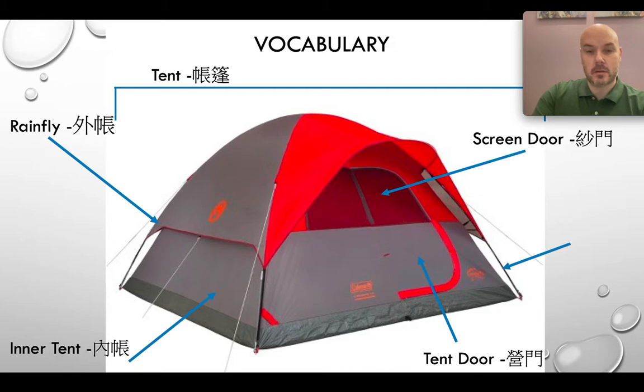Now to keep the tent up, you need poles. So these are the tent poles. Right, these will keep the tent up. So we have the inner tent, the rain fly, tent door, screen door, and tent poles. These are the main bigger parts of the tent. Now for the smaller parts.